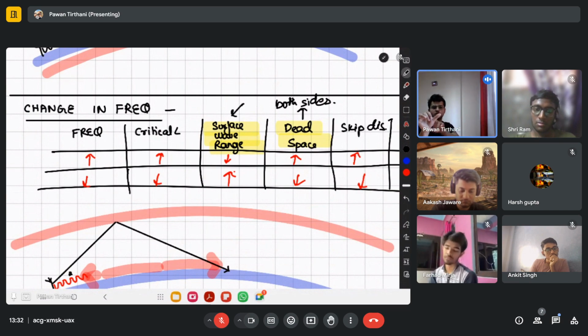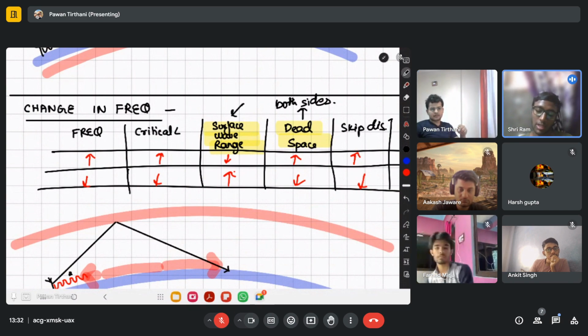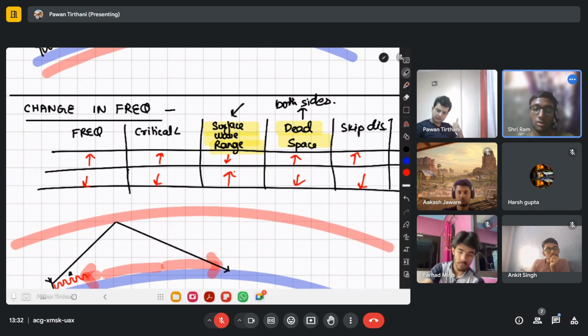So dead space has two ends. It has the surface wave end and it has the sky wave end. So it is increasing from this end as well, and it is also increasing from this end. Yeah, okay, that's what I'm asking. The increase in frequency results in attenuation. As a result, the surface wave range decreases, right? Got it. Yeah, thanks. Understood? Anyone, any doubts?